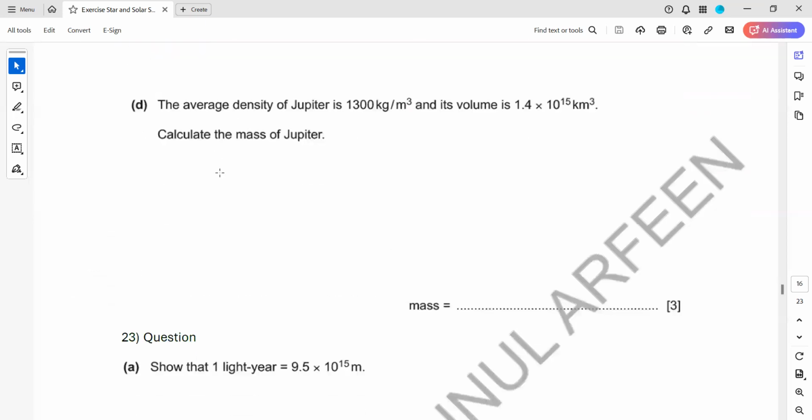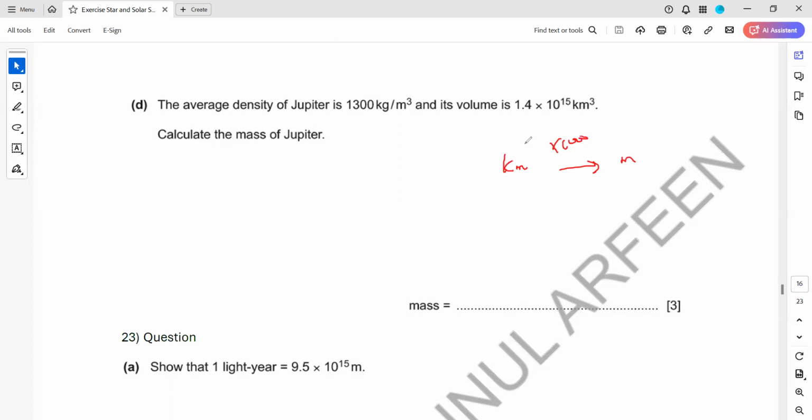The average density of Jupiter is 1300 kilograms per meter cubed, and the volume is 1.4 × 10^15 kilometers cubed. So we have to convert kilometer cube into meter cube. If you want to convert kilometer into meter, what do you do? Multiply by 1000.